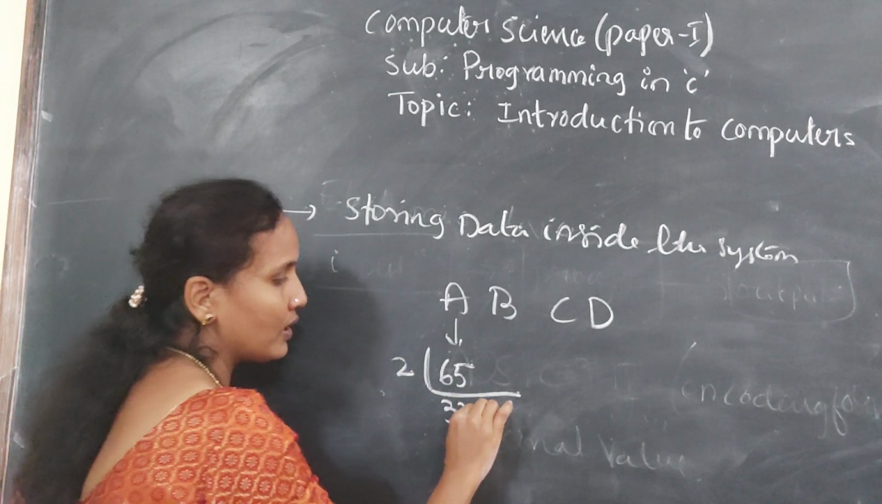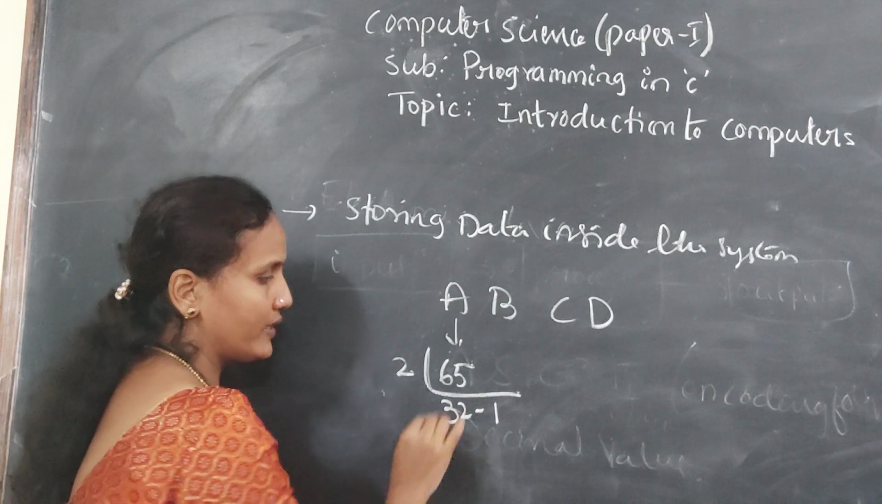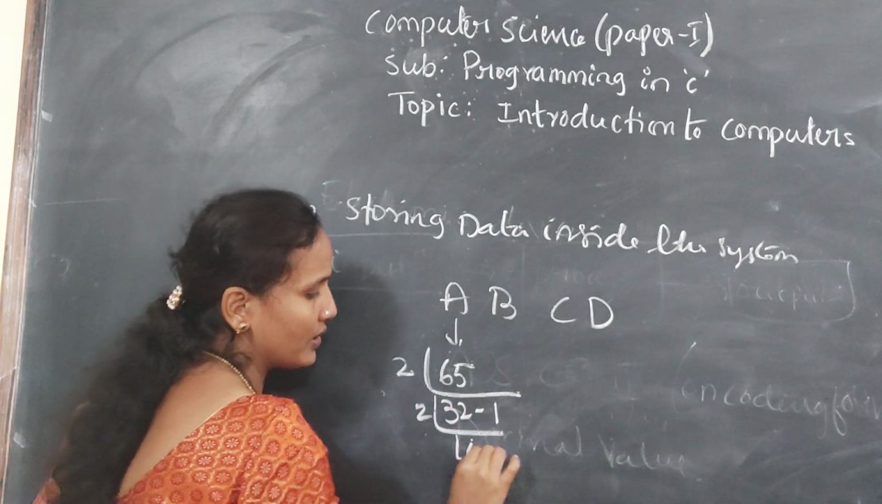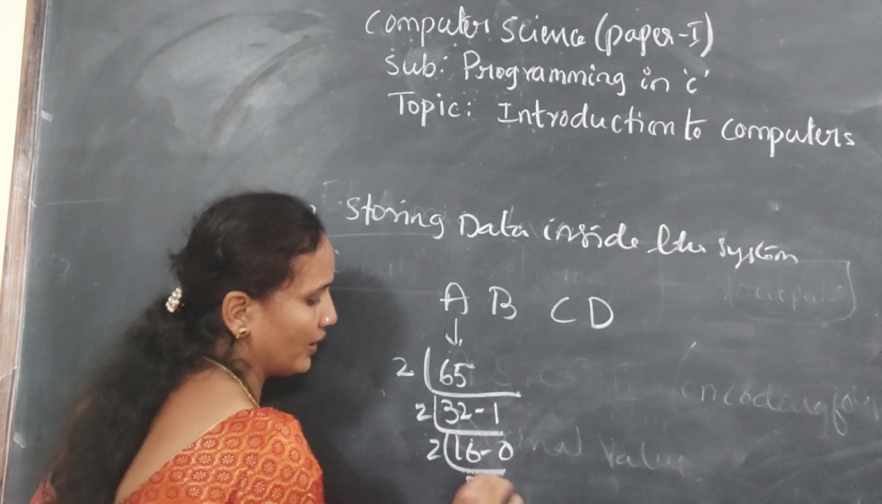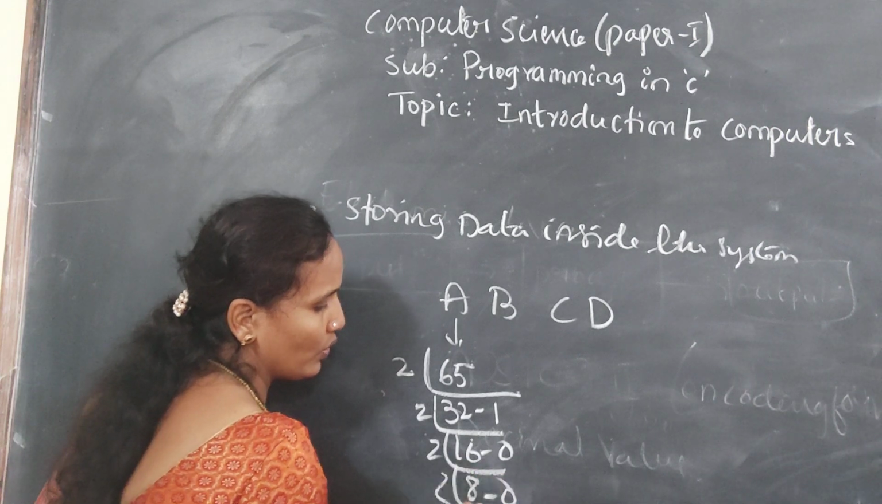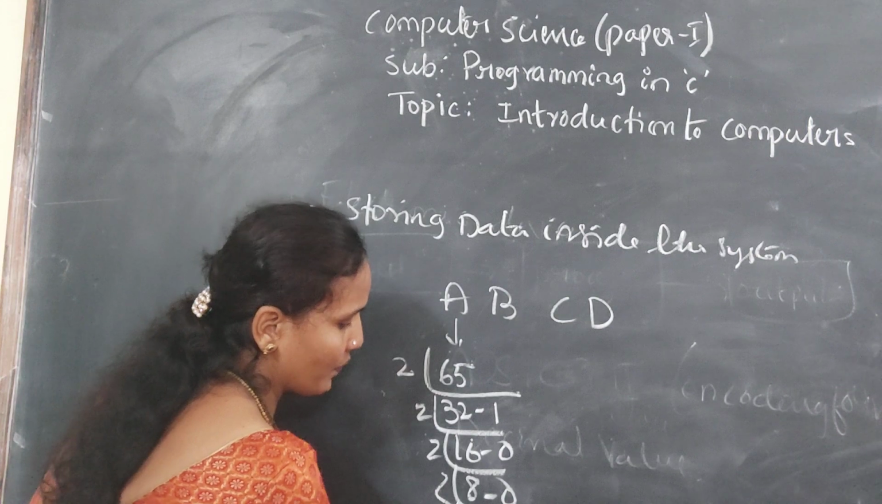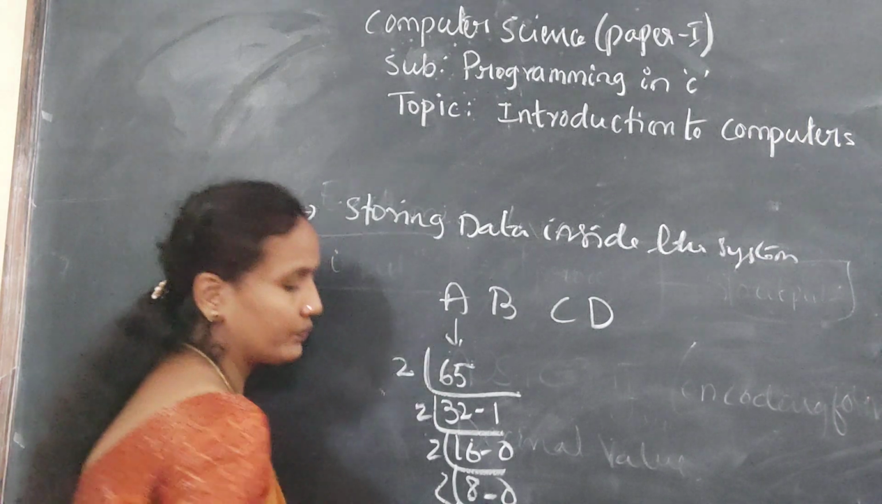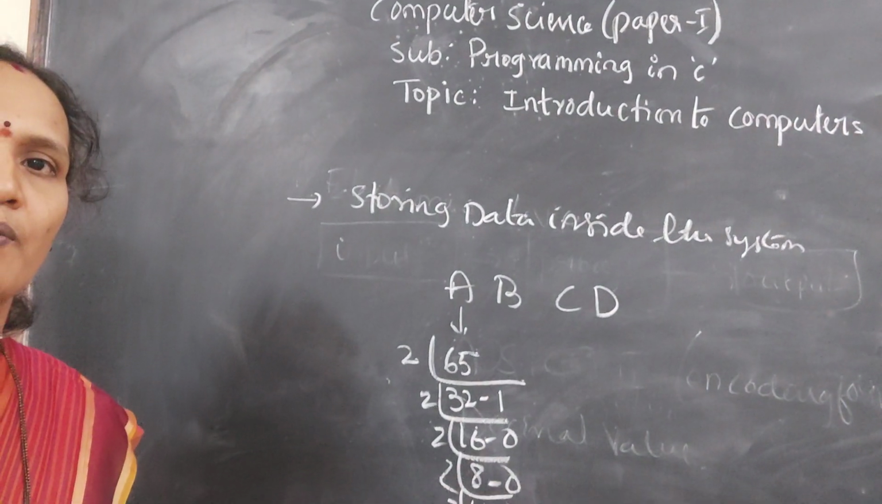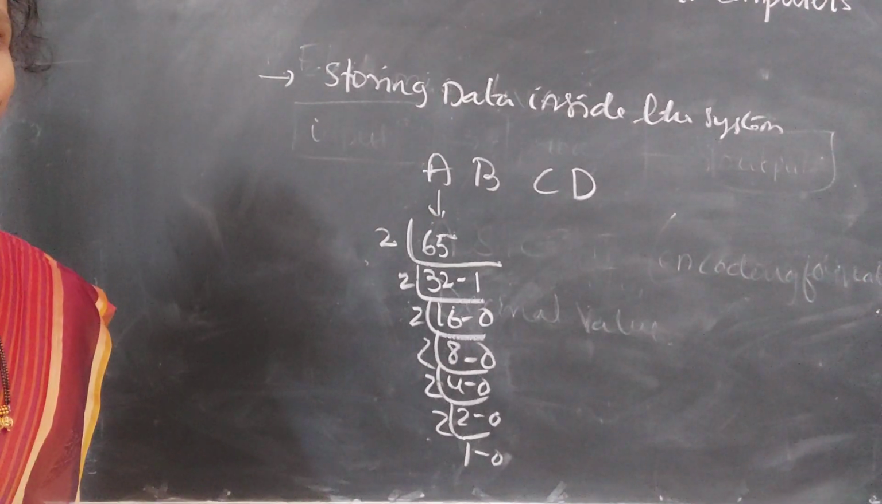This 65 is converted into a binary format like this: 2 to the power 7 is 0, 2 to the 6 is 1, 2 to the 5 is 0, 2 to the 4 is 0, 2 to the 3 is 0, 2 to the 2 is 0, 2 to the 1 is 0, and 2 to the 0 is 1. Can you see this?